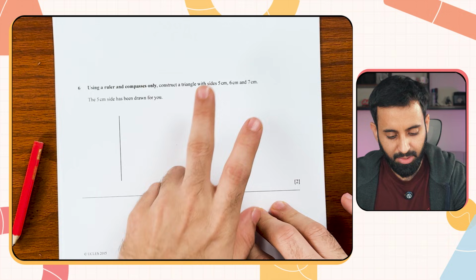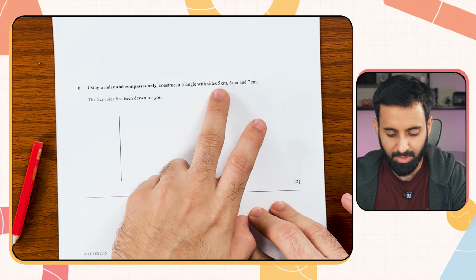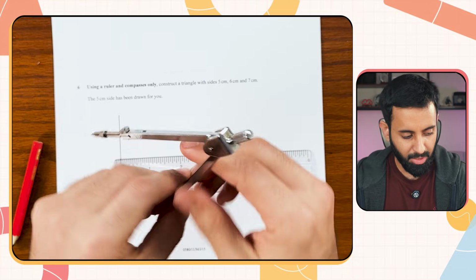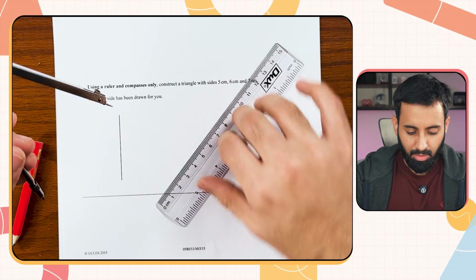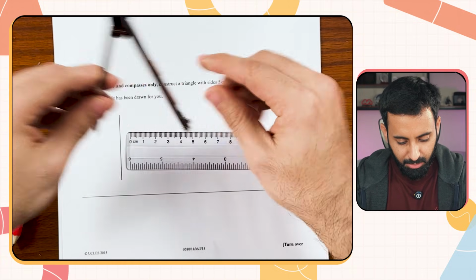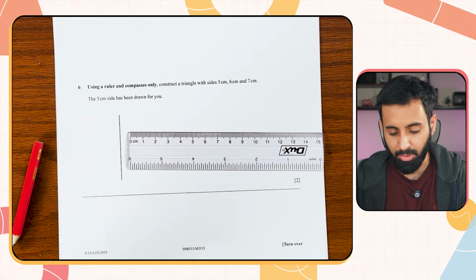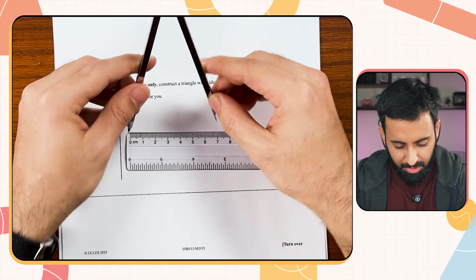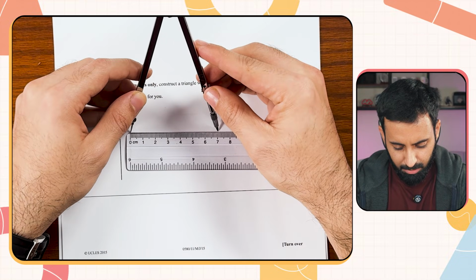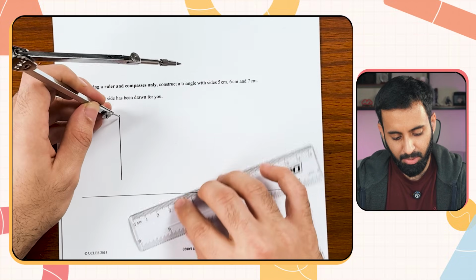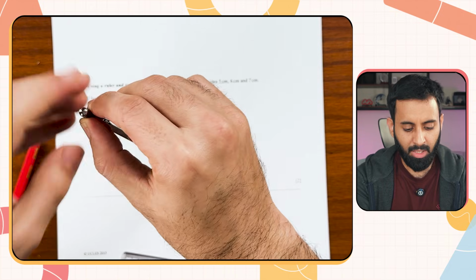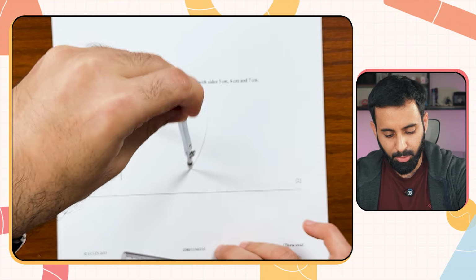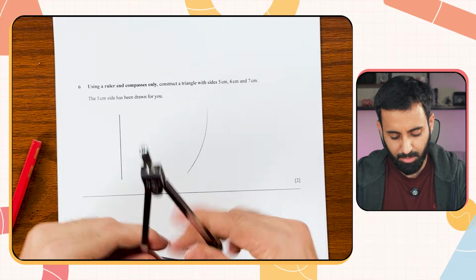Using a ruler and compass only, construct a triangle with sides 5 centimeters, 6 centimeters, and 7 centimeters. So no biggie, we can solve this question. Now let's open our compass to 5 centimeters. The 5 centimeter line has already been drawn, so we're not going to do that. So we're going to open our compass to 6 centimeters. Actually, let's do 7 first, because the compass is already open to 7 centimeters. Now we're not given any points, so nothing to worry about. We're just going to use one of the 2 points as reference and make an arc 7 centimeters away.